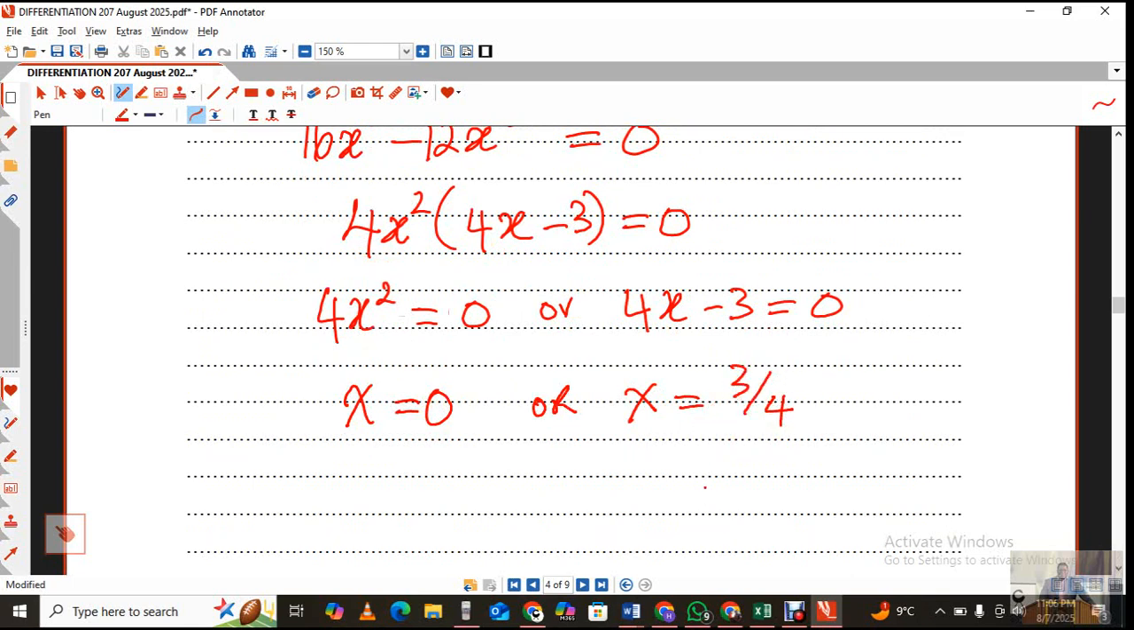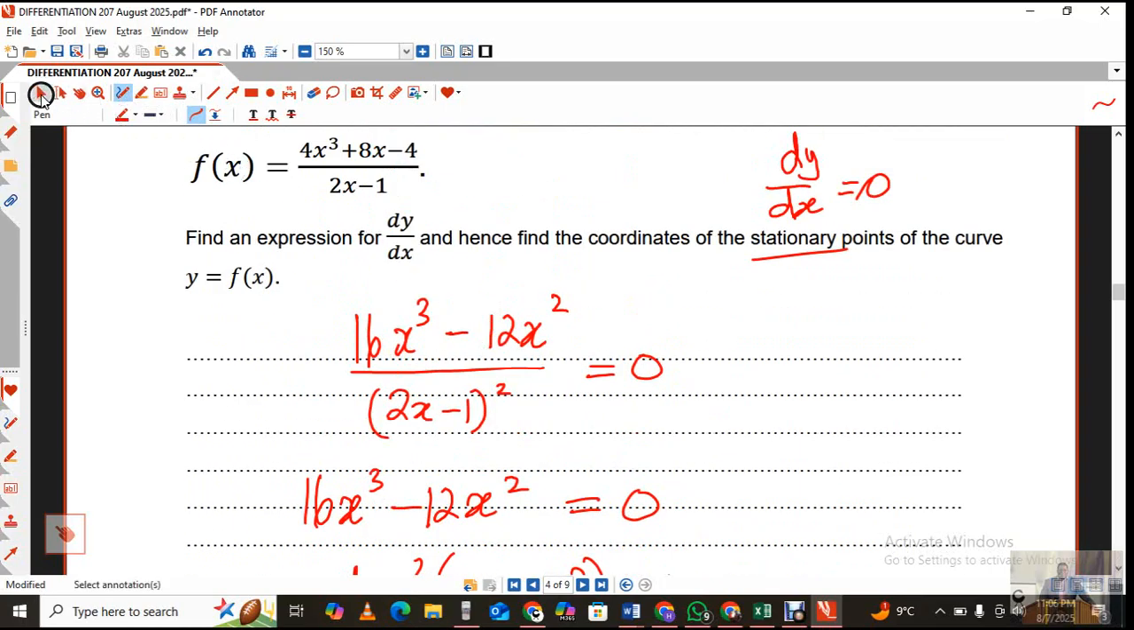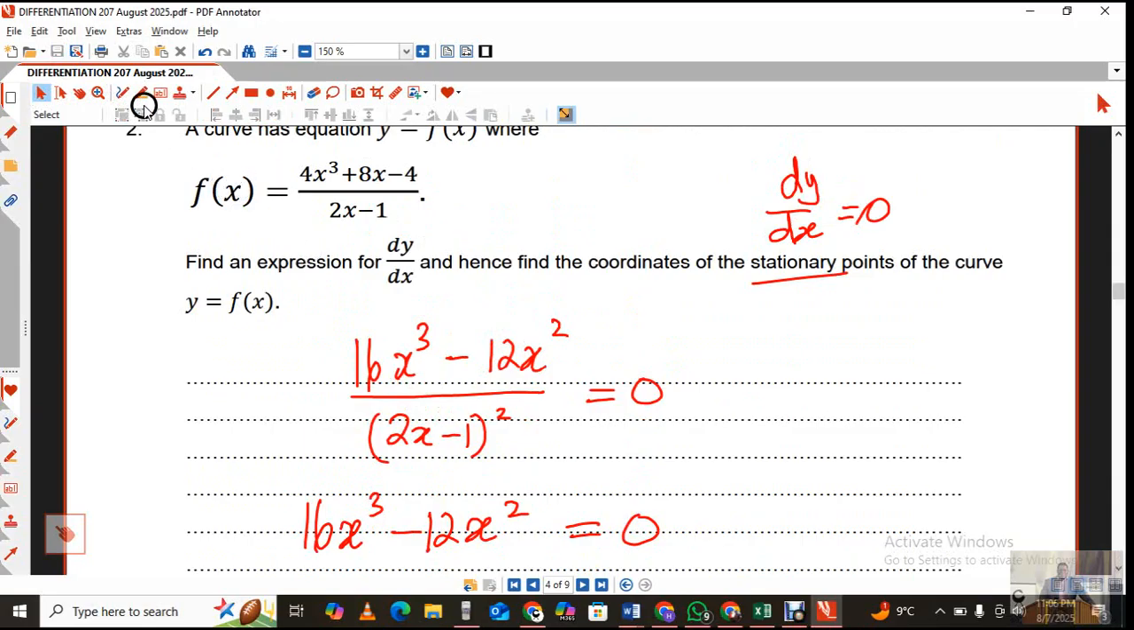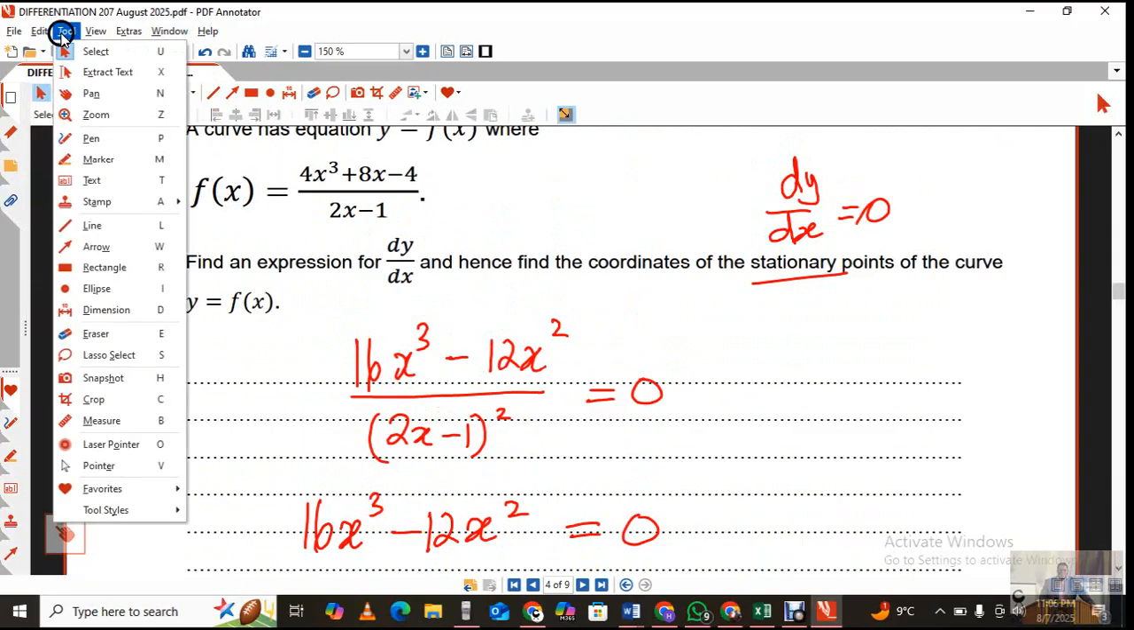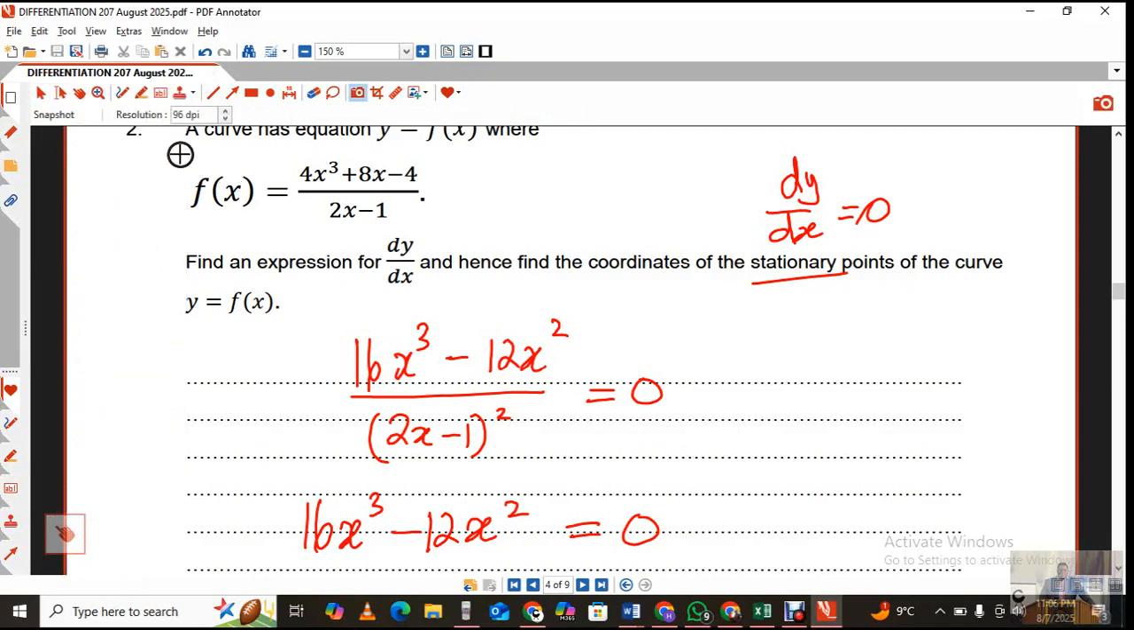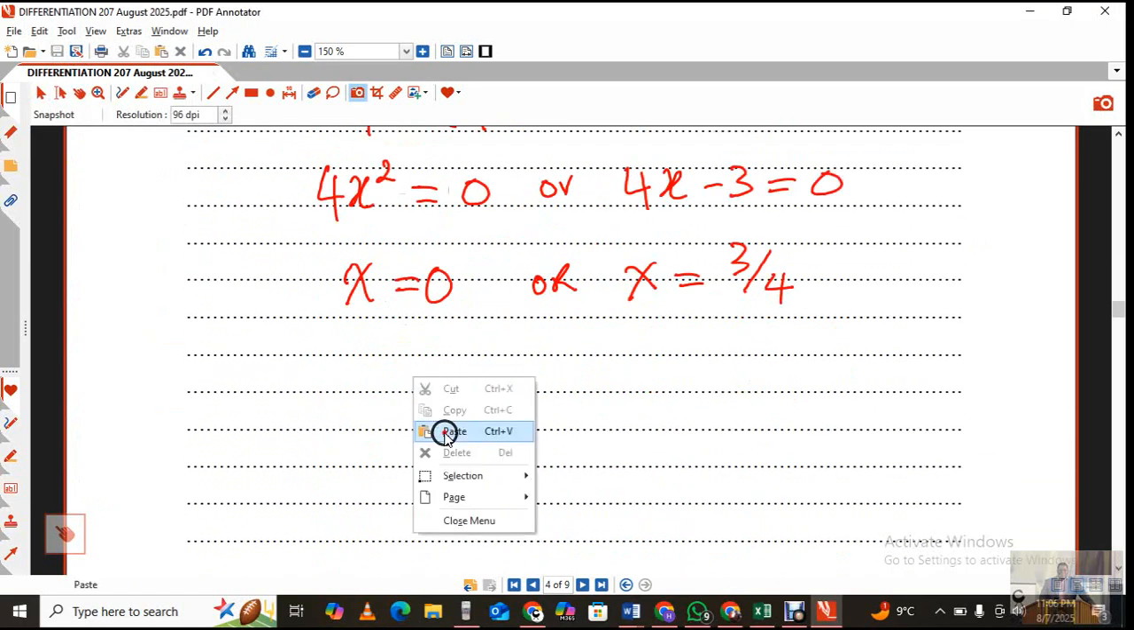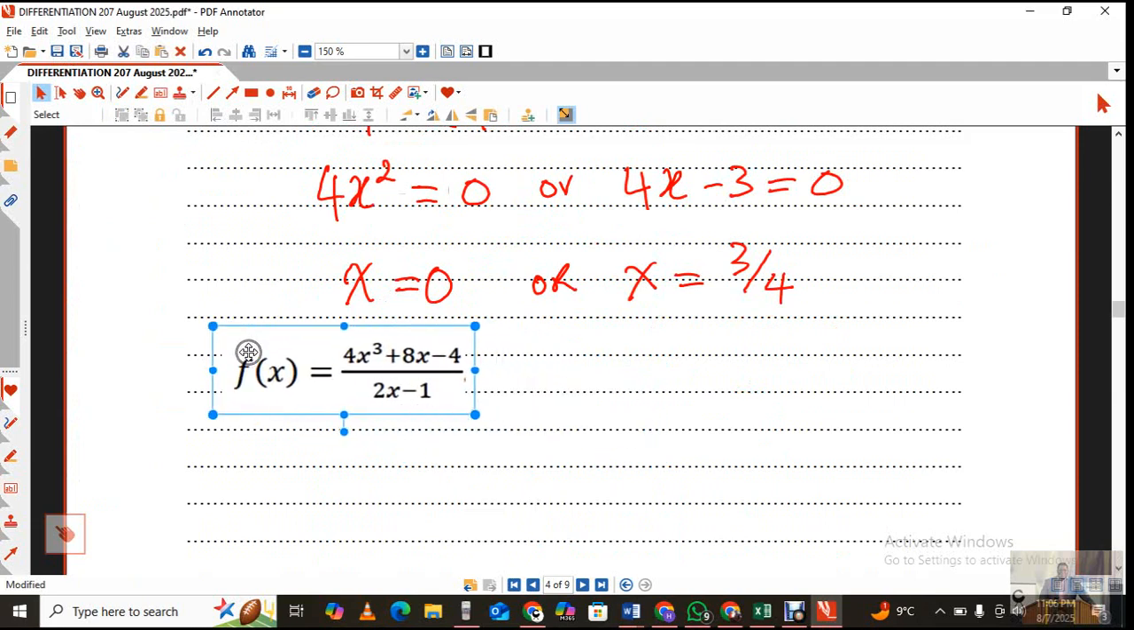Now that we have our coordinates for x, I'm just going to bring down my function again. I think it's important that I save as I go along, so let me take a snapshot of that, and then bring it over here. Okay, so this is my function.